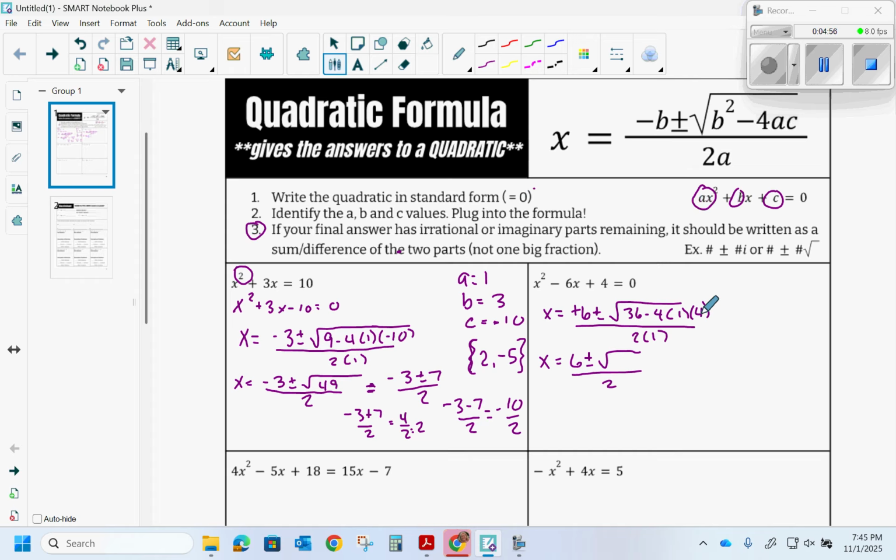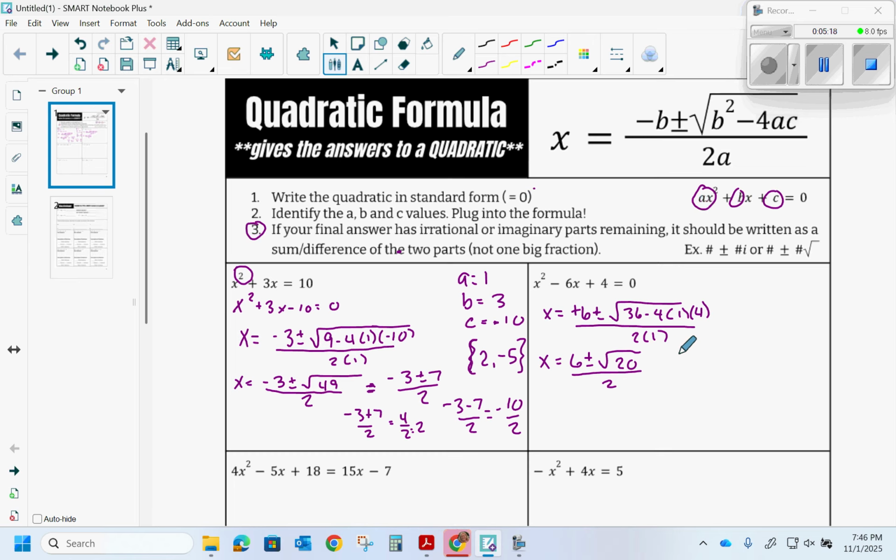Okay, 4 times 1 is 4. 4 times the negative 4 is 16. Let me try that again. I didn't do something right. B squared minus 4 times A times C. Oh, not, that's a negative 16, sorry. 4 times 1 times 4, that's a negative 16. So 36 minus 16 is 20.